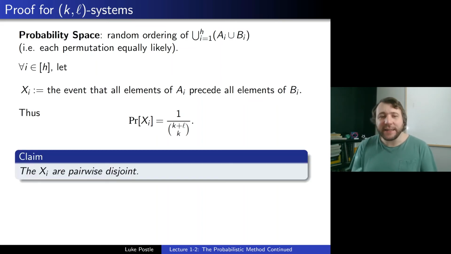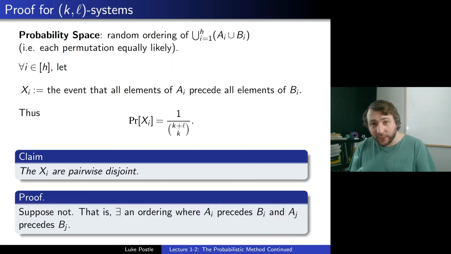And then here's the key claim, that the X_i are pairwise disjoint. So why is this? Maybe if you want to stop the video and prove this to yourself, you could go ahead. I'll give you the short, nice proof, but it's going to go on to the next slide as well. So suppose not, that is, there exists an ordering where A_i precedes B_i and A_j precedes B_j. So, right, there would be some X_i and X_j that would intersect.